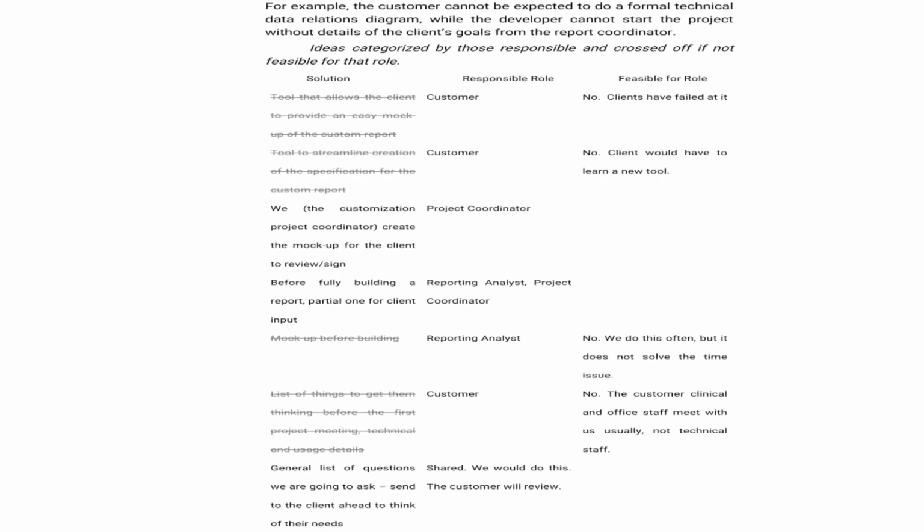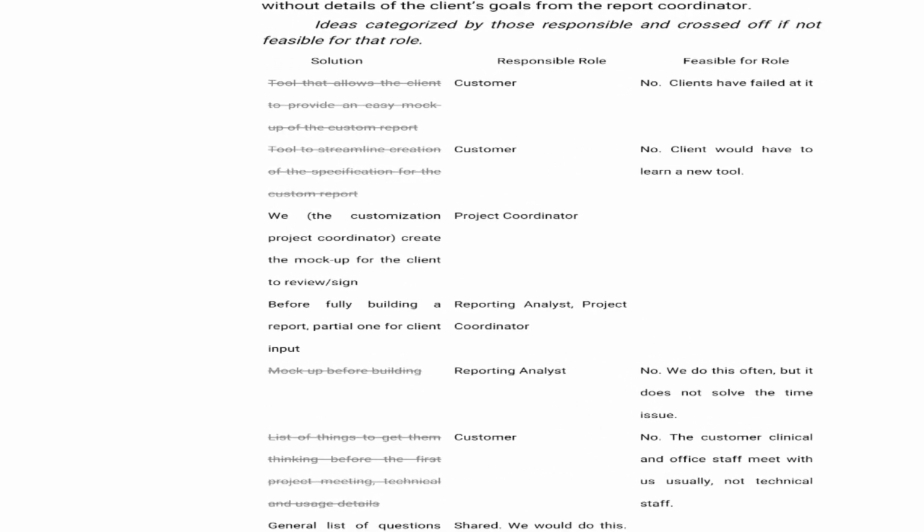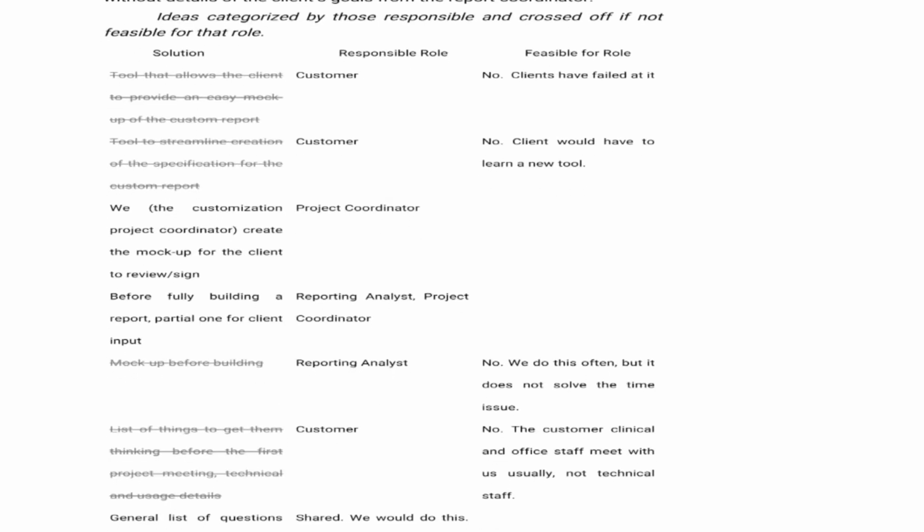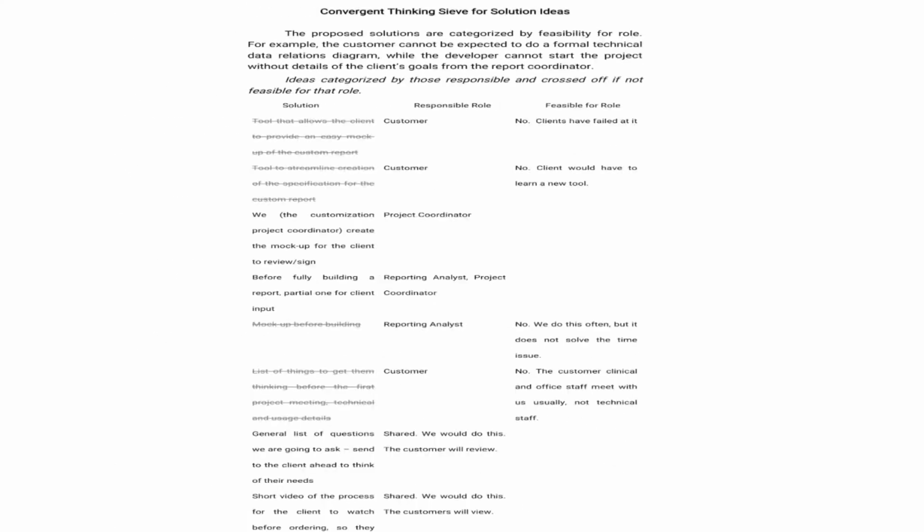When I applied a convergent thinking tool that we learned in the class to this, it has to do with what is your important category. In this case, the responsible role was very important. What could the customer do in their role versus what we are doing in our very technical roles?